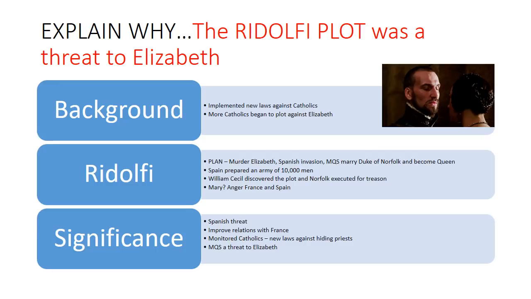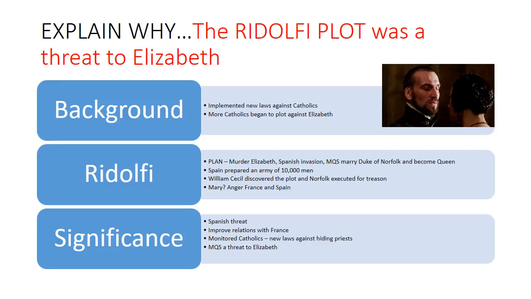Now, the question on everyone's lips was, why not execute Mary? Elizabeth probably quite wisely felt that if she did that, she would anger both the French and the Spanish, who would invade her. So why is this plot significant? Well, it shows that the Spanish were going to get involved actively.